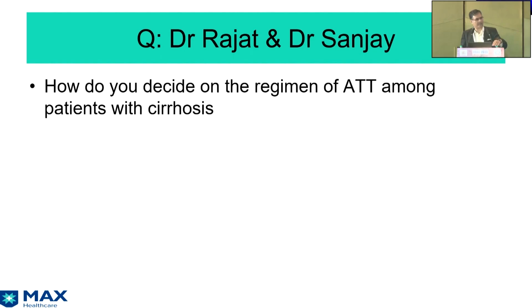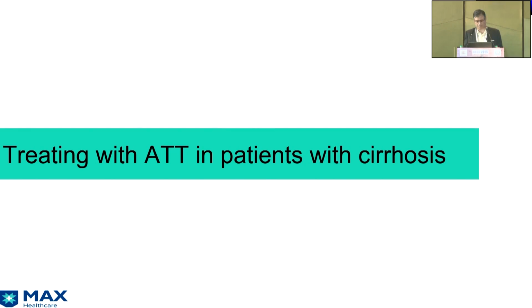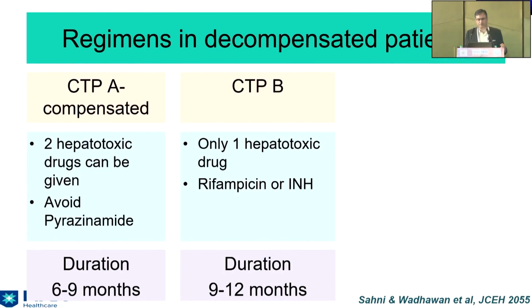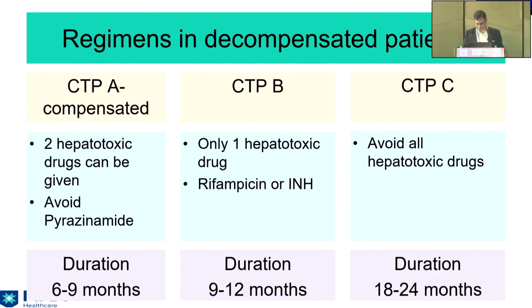So let me bring my panelists into it. Dr. Rajat and Dr. Sanjay, you can take up these issues. How do you decide on the regimen of ATT among patients with cirrhosis? Do you use a different regimen in your clinical practice? The regimen basically depends on the Child score of the patient. If it's Child A, we give only 2 hepatotoxic drugs, and the duration remains almost 6 to 9 months. We can follow the HRE regimen for the entire 9 months, or we can give 2 HRE for 2 months and then follow with HR for the rest of the period.